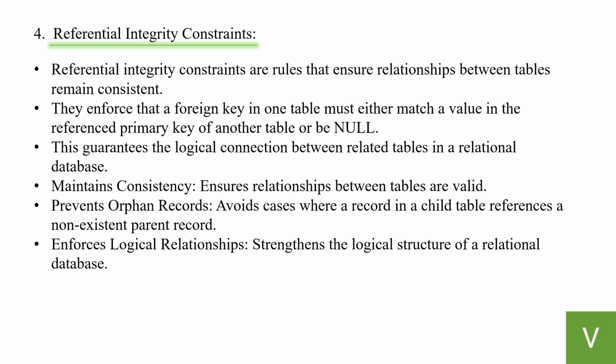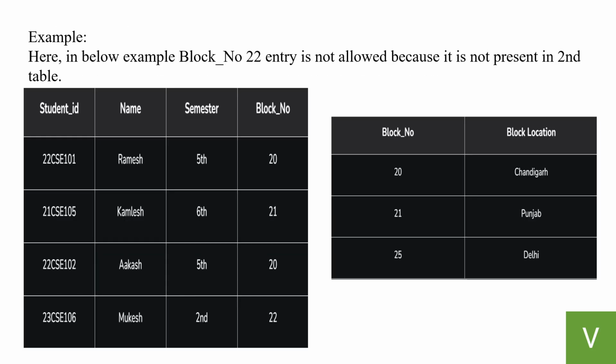Now let us observe the fourth one, which is referential integrity constraints. Referential integrity constraints are rules that ensure relationships between tables remain consistent. They enforce that a foreign key in one table must either match a value in the referenced primary key of another table or be null. In this, we are going to discuss two key concepts, primary key and foreign key. Let us understand clearly with the help of an example.